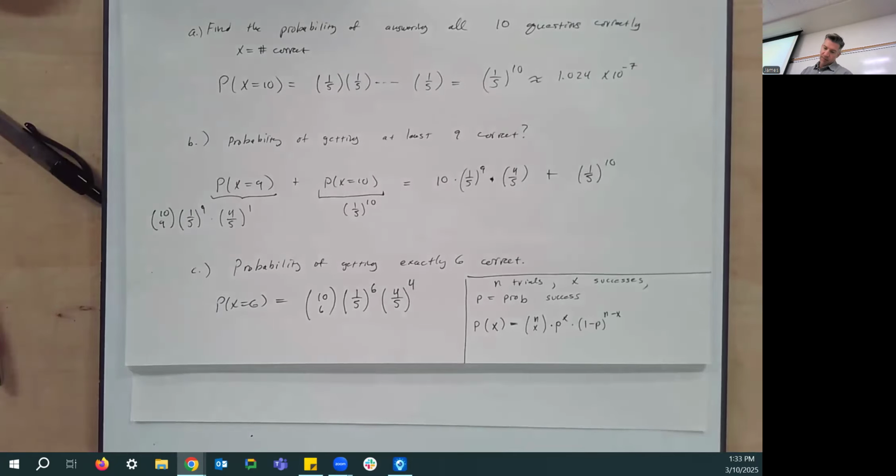That's where that's coming from. This definitely does assume that each guess, or each trial, or each thing you're doing is independent of each other one.